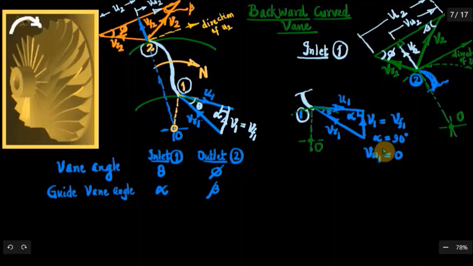VW1, the whirl component, is 0 and alpha is 90. So please do remember these important points whenever you deal with the inlet velocity triangle. So tan theta is equal to V1 by U1, and V1 you can find out, of course, from this.